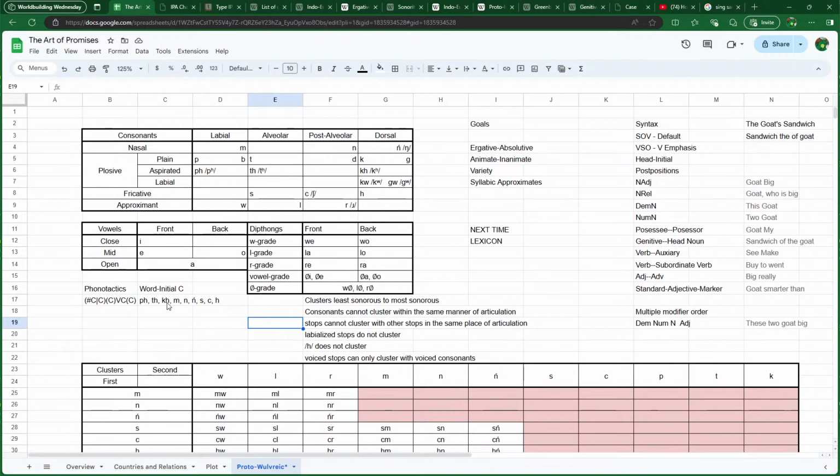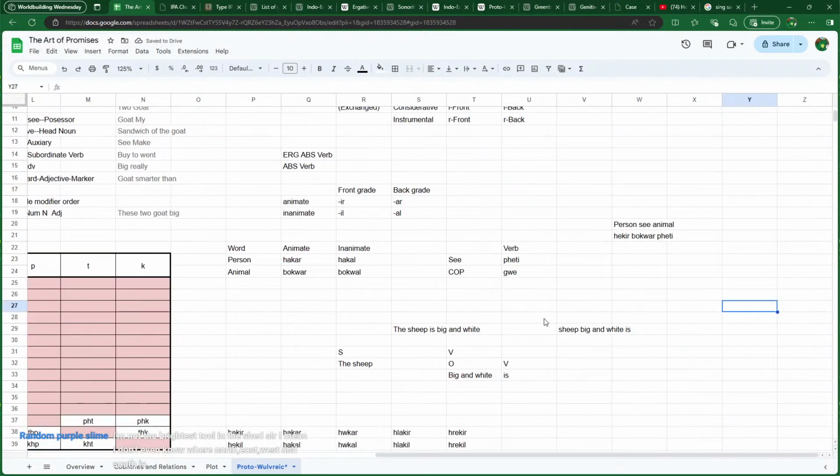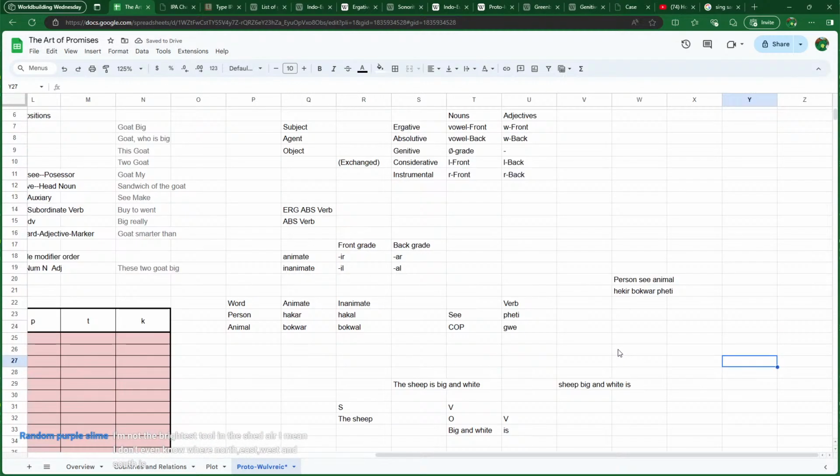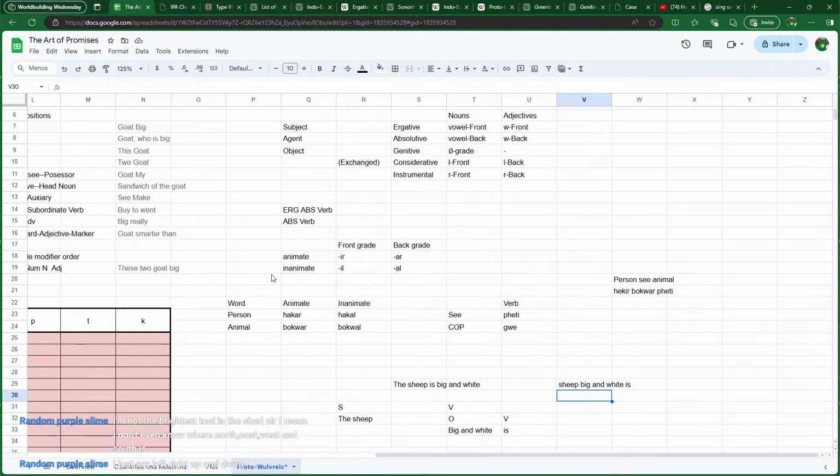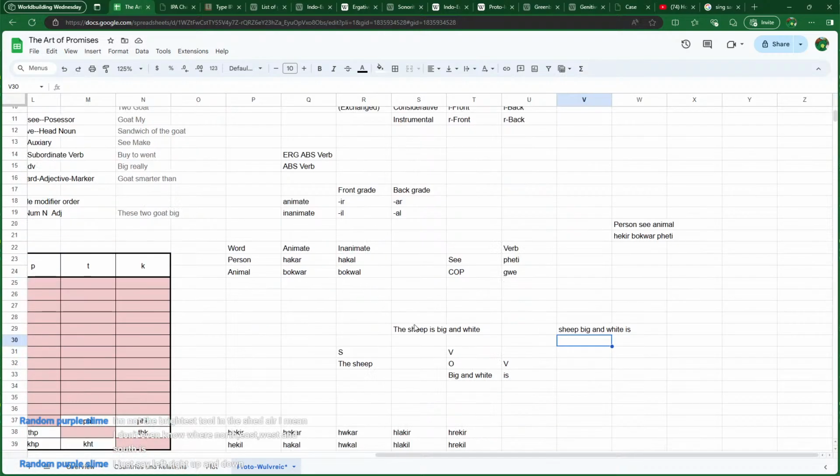Although, frick. Doesn't count word initially, unless we add qua and gua. There we go. Now it does. It's only cheating if you think about it. So, sheep. I'm just going to use animal for now. So, this is actually an intransitive verb. Is it? No, it's not. It can take on an object. So yeah.